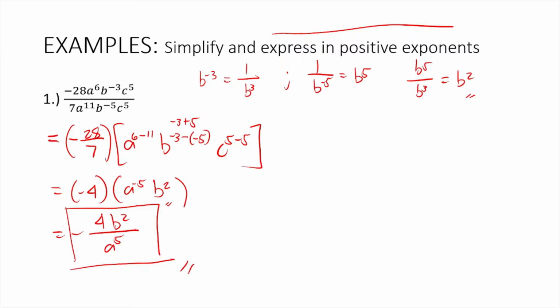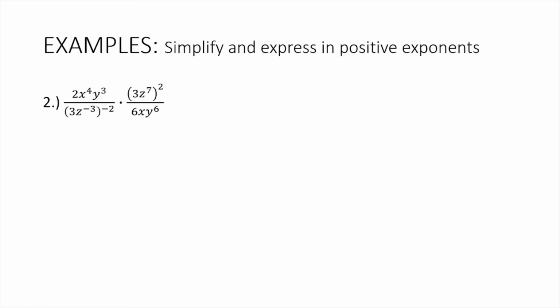All right. So next we have two groups of factors. First one, we have 2 times x raised to the power of 4 times y raised to the power of 3 all over quantity 3 times z raised to the power of negative 3, and then raised to the power of negative 2, okay? And then second group of factors we have here, quantity 3, z raised to the power of 7, and then raised to the power of 2, all over 6 times x times y raised to the power of 6, okay? So again, let's group together the constant values. But first, let's deal with those expressions containing parentheses first, okay? So those with grouping symbols, we deal with them first.